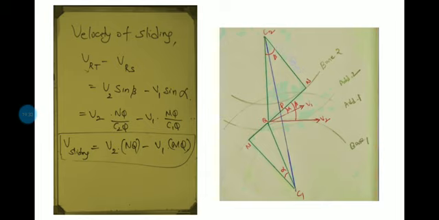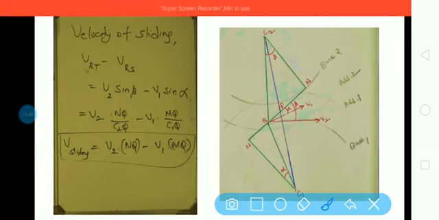Next step you have to replace V2. Okay, this last line is wrong. This is not V2 and V1, these are omega 2 and omega 1. So velocity of sliding equals omega 2 into NQ minus omega 1 into MQ. Let me tell you what V2 and V1 are. V2 is omega 2 into C2Q. Similarly V1, you check the definition, V1 equals omega 1 into C1Q. So C1Q and C2Q get cancelled. So we will get omega 2 into NQ minus omega 1 into MQ.